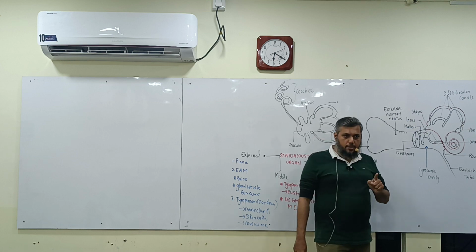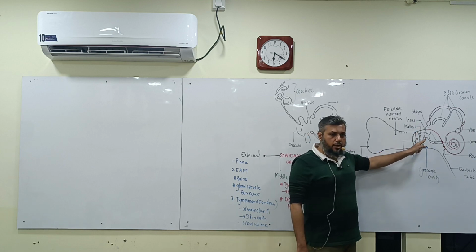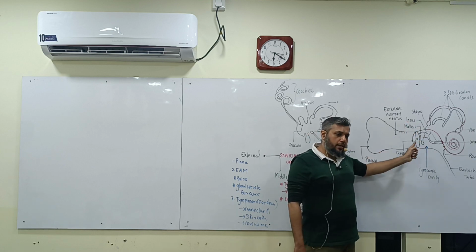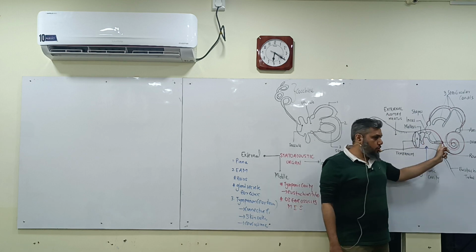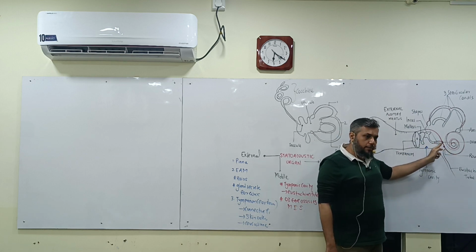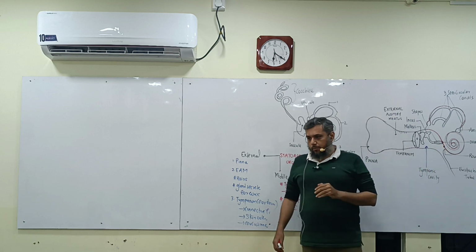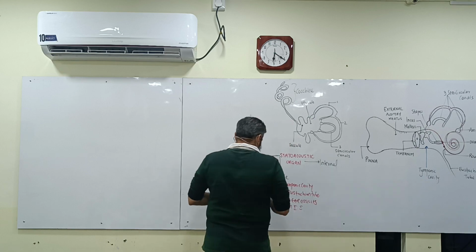So malleus is connected to the eardrum. Incus is connected to both the malleus and the stapes, and the stapes is connected to the incus, and the other part is connected with the oval window, and below the oval window there is another window.